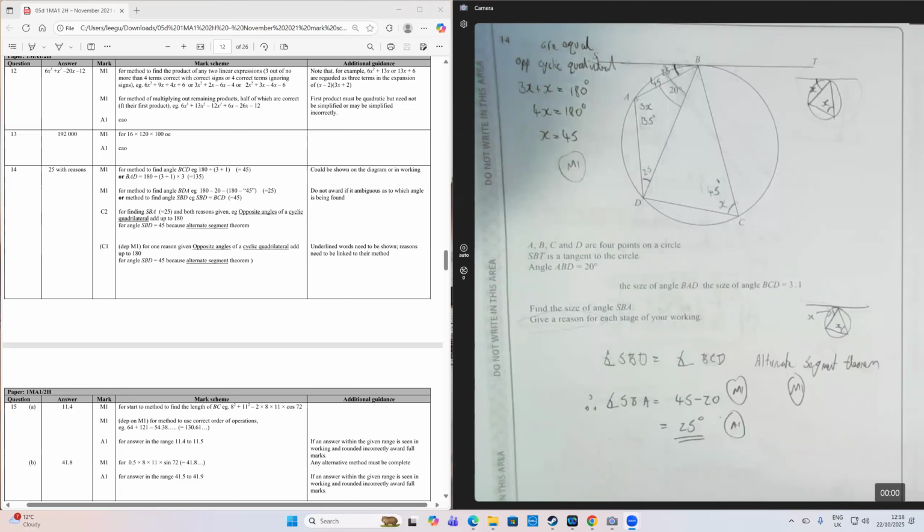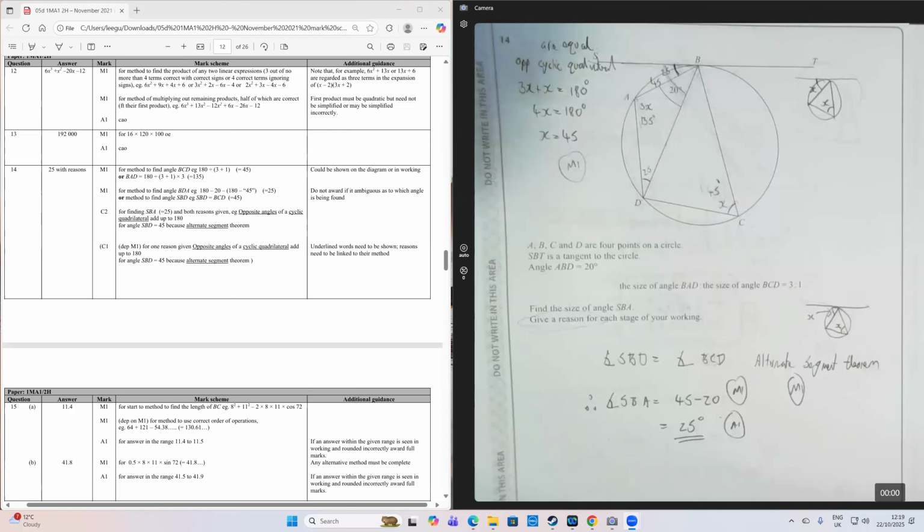What do we know? We've got to use the alternate segment theorem. So we know that angle SBD, where is SBD? Angle SBD. So this whole angle here, that whole angle there has to equal the angle BCD, equals this angle here. So this whole angle here is equal to this angle here. The only thing is, at the moment, we don't know what that angle is. Right, so what else do we know?